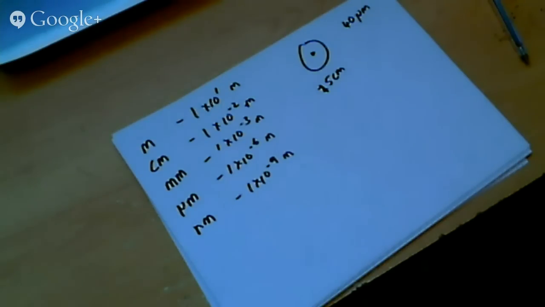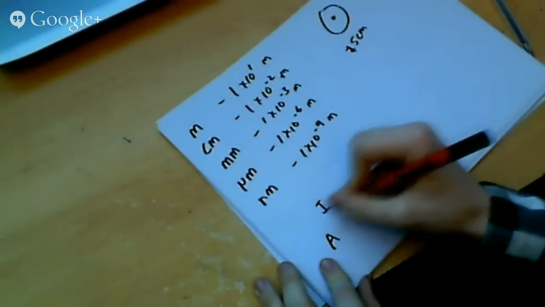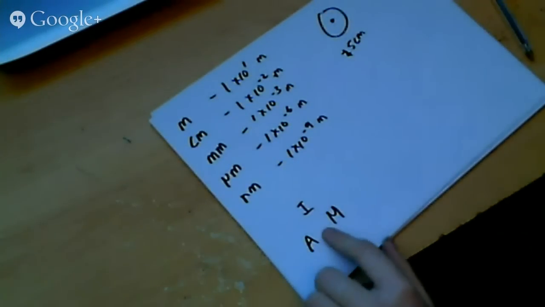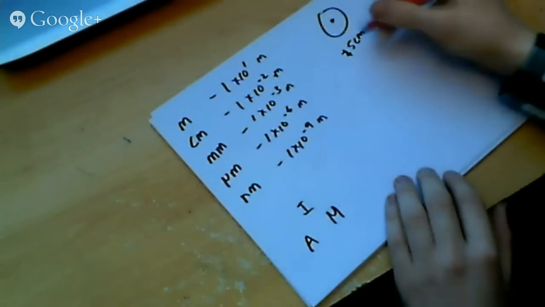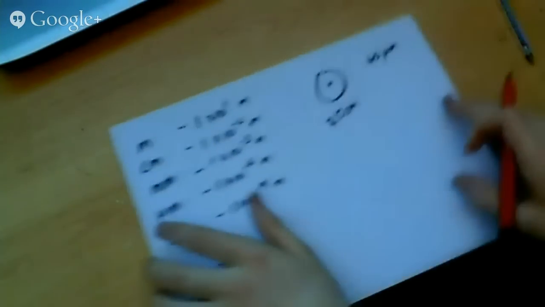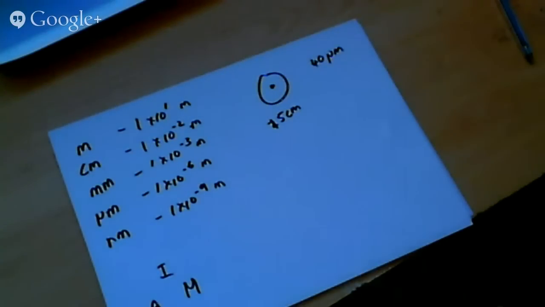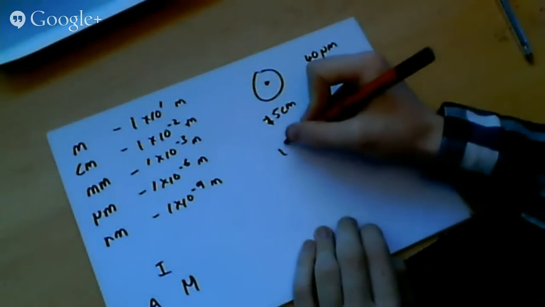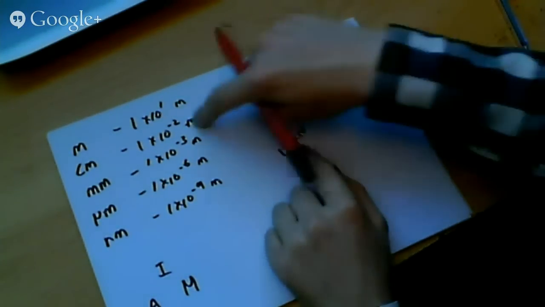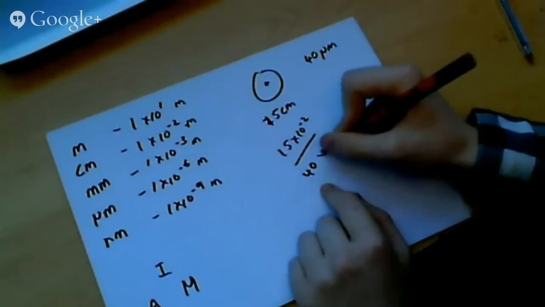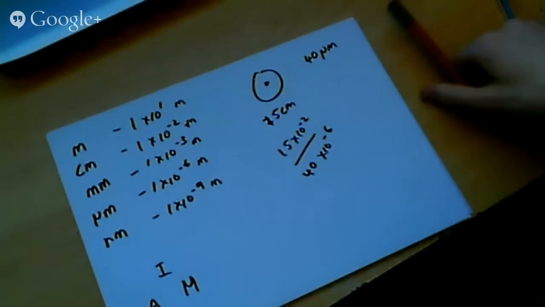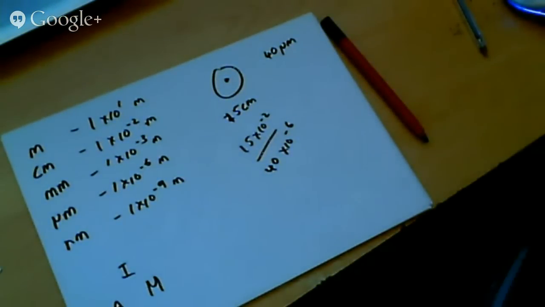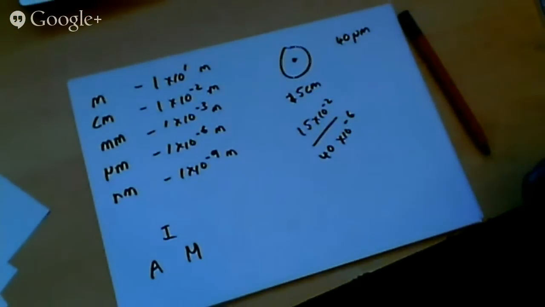Now, what you need to do is work out the magnification. You want to do image size over actual size. This size over that size. You need to convert them into the same units. So you have 15 times 10 to the minus 2, because it's centimeters, divided by 40 times 10 to the minus 6, because it's micrometers.